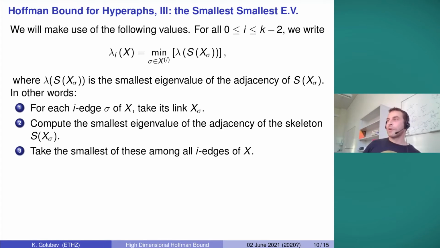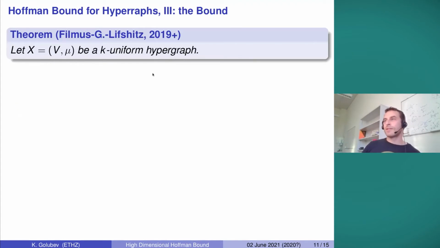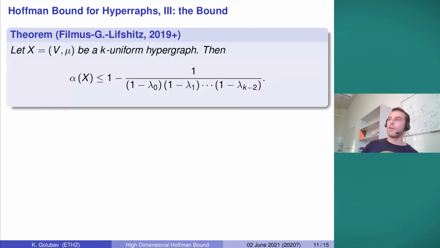So now, taking all these lambdas, the bound goes like this. This is the main theorem by Yuval, who's here, me and Noam. No idea what the date is, it's in the process. Maybe 2037. If we have a k-uniform hypergraph, then the upper bound on the independence number is 1 minus 1 over this product. Note that if you take a graph, this would mean that it's just 1 minus lambda 0, and this would be exactly the Hoffman bound.